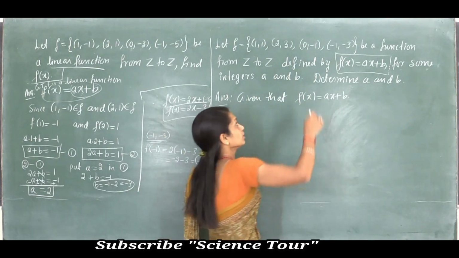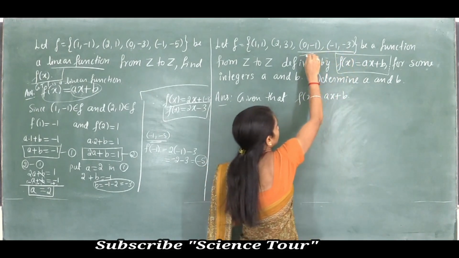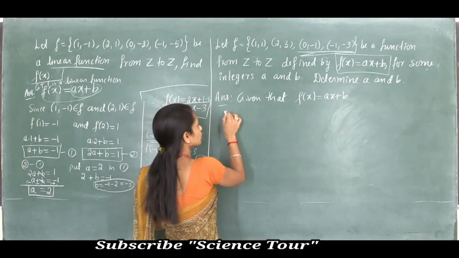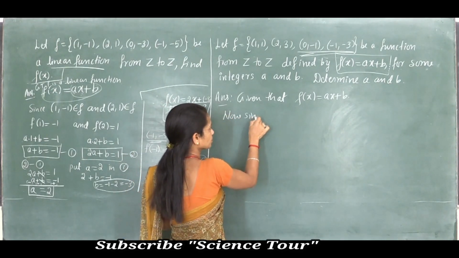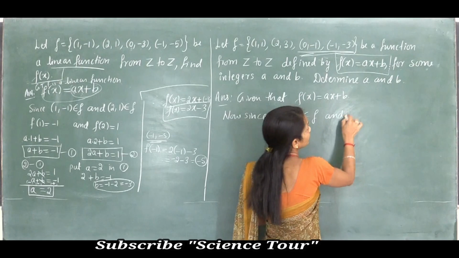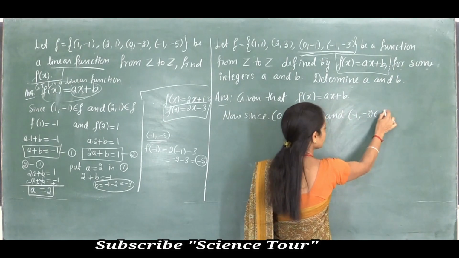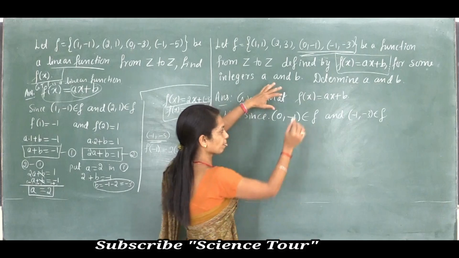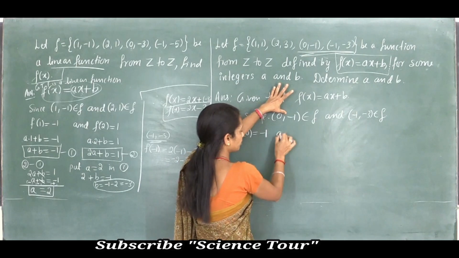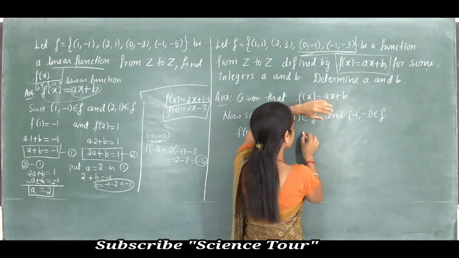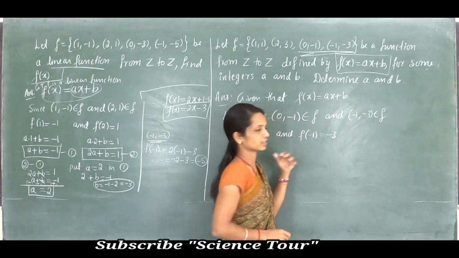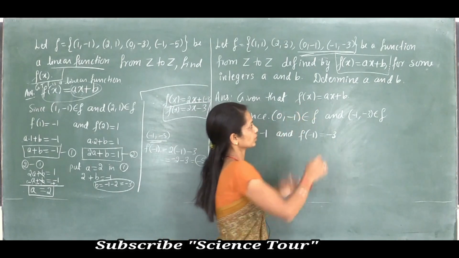Okay, now I'll take the last two ordered pairs, 0 comma minus 1 and minus 1 comma minus 3. So now, since 0 comma minus 1 belongs to f and the next one, minus 1 comma minus 3, belongs to f, we can write f of the first element, f of 0, is equal to the second element, and because of this ordered pair we can write f of the first element, that is minus 1, is equal to the second element of minus 3. Now what is f of 0 according to this function?